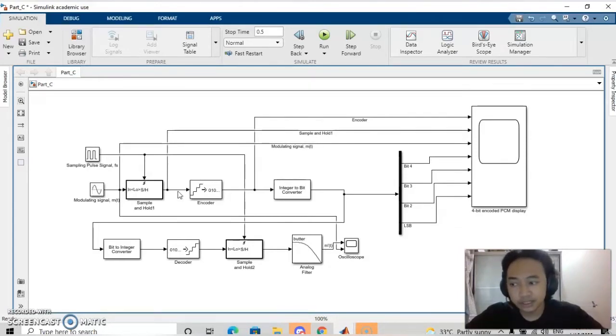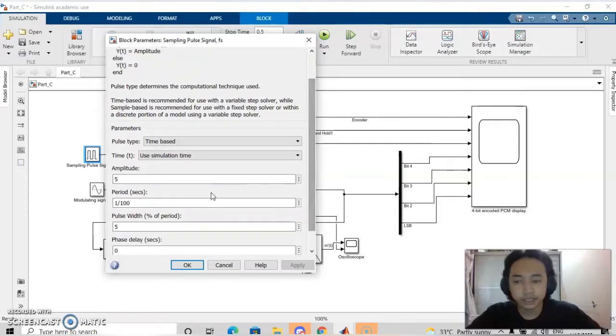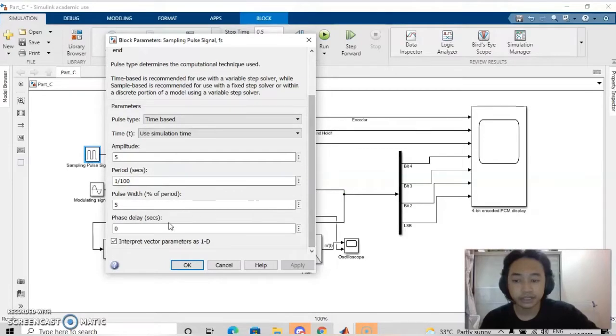As you can see, we have the sampling pulse signal for Fs. The amplitude that we use is 5. The period should be 1 per 3200 second, but we need to lower it below the minimum for this part, so I use 1 per 100 second. The pulse width is 5% of the period, and the phase delay is 0 second.